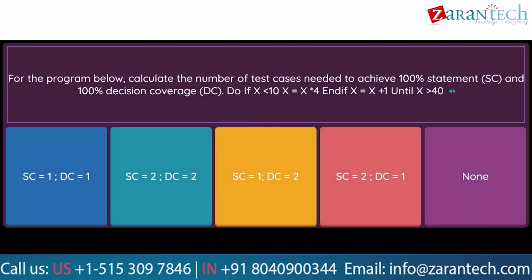Question: for the program below, calculate the number of test cases needed to achieve 100% statement coverage (SC) and 100% decision coverage (DC). Do: if x < 10, x equals x times 4; end if; x equals x plus 1; until x is greater than 40. Option 1: SC equals 1, DC equals 1. Option 2: SC equals 2, DC equals 2. Option 3: SC equals 1, DC equals 2. Option 4: SC equals 2, DC equals 1. Option 5: none.